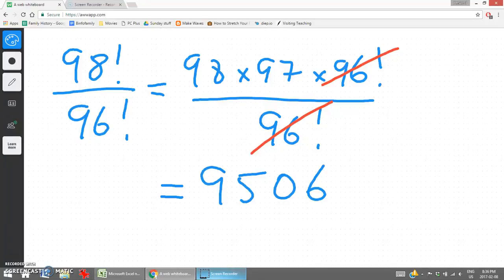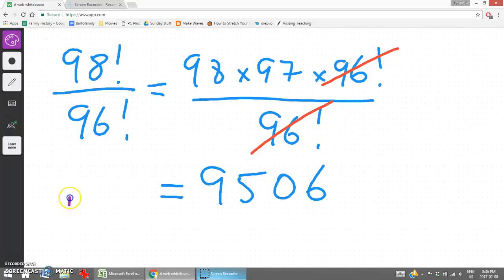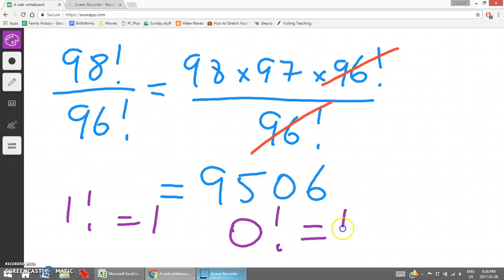One other thing for information, let's change colors here, is that 1 factorial equals 1 and 0 factorial equals 1. You can test it on your calculator. Equals 1. Don't ask me why. I think if it didn't, we couldn't use factorials in math then.